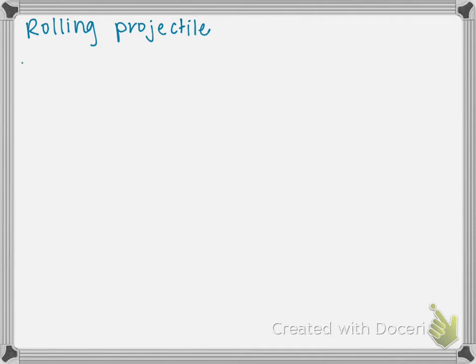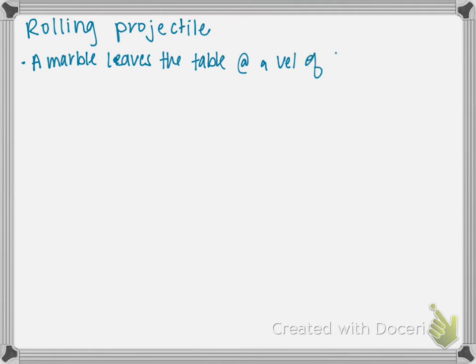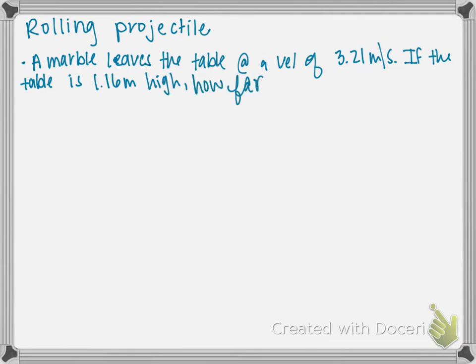Okay, we're going to say a marble leaves the table, just like the lab we did. A marble leaves the table at a velocity of 3.21 meters per second. If the table is 1.16 meters high, how far away will it hit the floor?